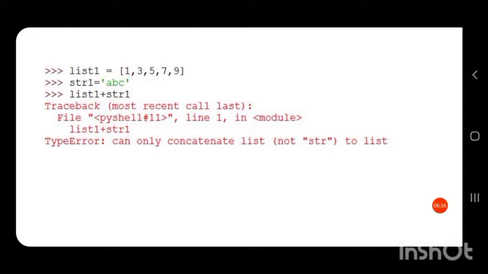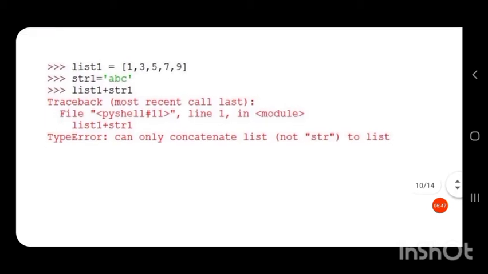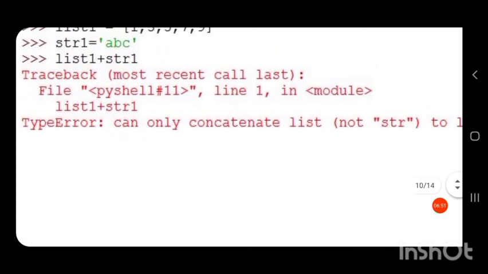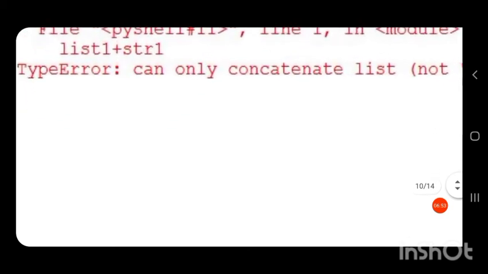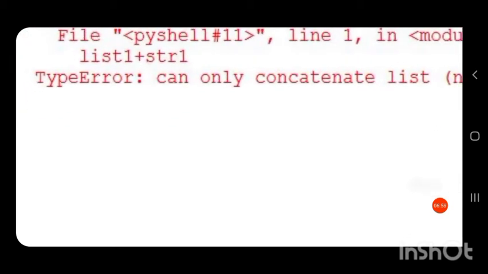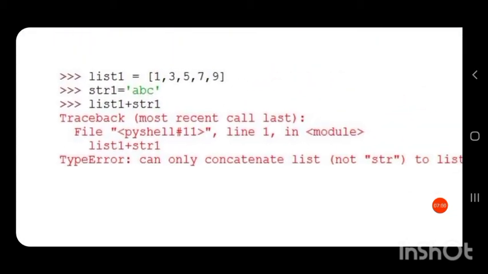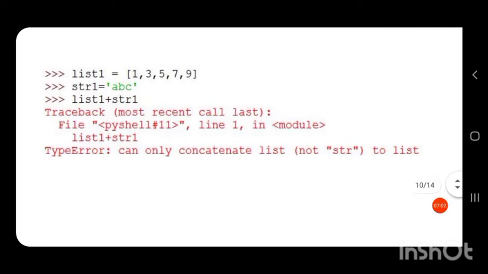So, we can concatenate only two lists, and we cannot concatenate a list with any other data type. We can concatenate only a list with a list. Here we are trying to concatenate a list with a string. That is why an error called type error has occurred, because the data type does not match: one is a list and the other is a string.